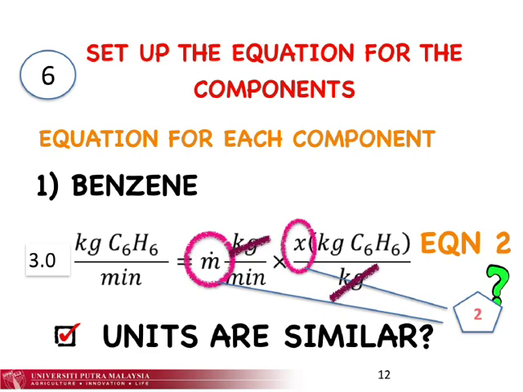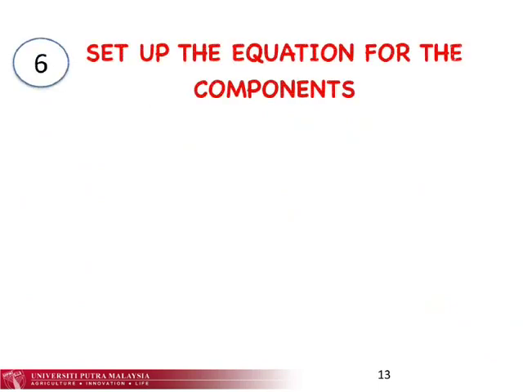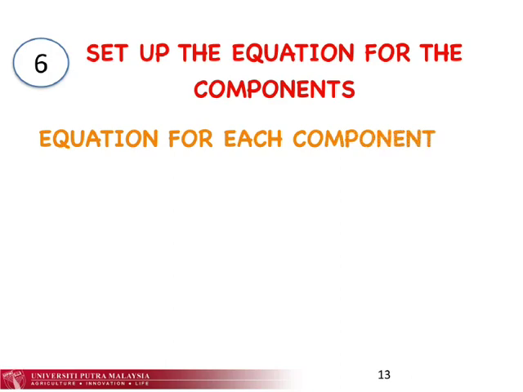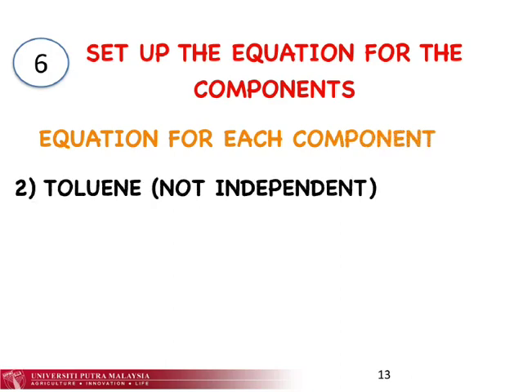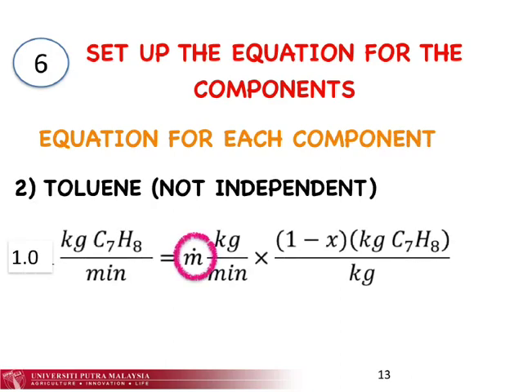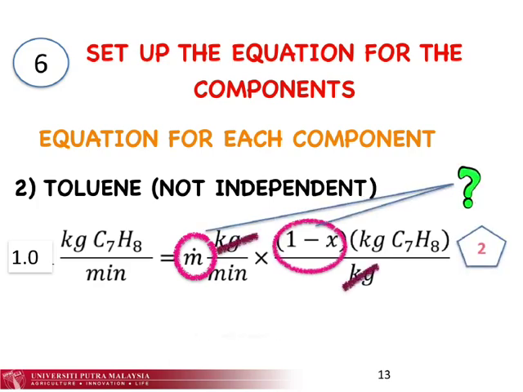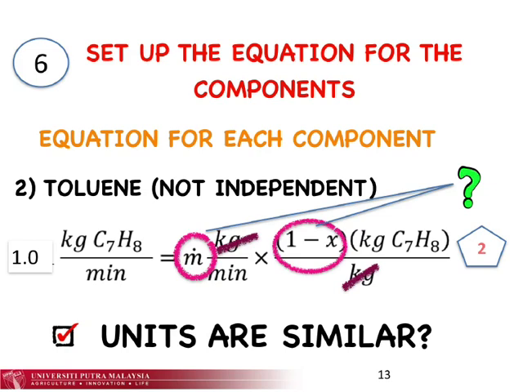You can set up a similar equation for toluene. However, this is not an independent equation since both benzene and toluene are interdependent in terms of their mass fraction in the mixture. This equation cannot be used in the degree of freedom analysis. You can use this equation to check the correctness of your calculation only.